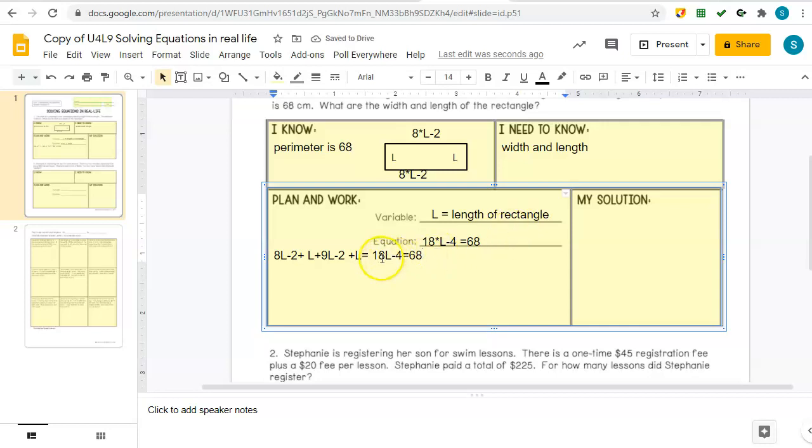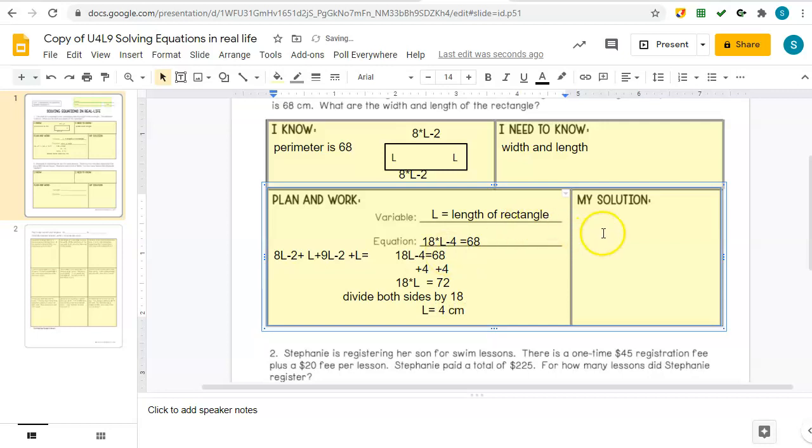When we solve that, so now we're going to worry about solving this equation right here. We're going to add 4 to both sides. And we're going to get 18 times L equals 72. Now, how do we get rid of a multiply by 18? We divide both sides by 18. Okay. And then we get L equals 4. And in this case, that 4 stands for 4 centimeters.